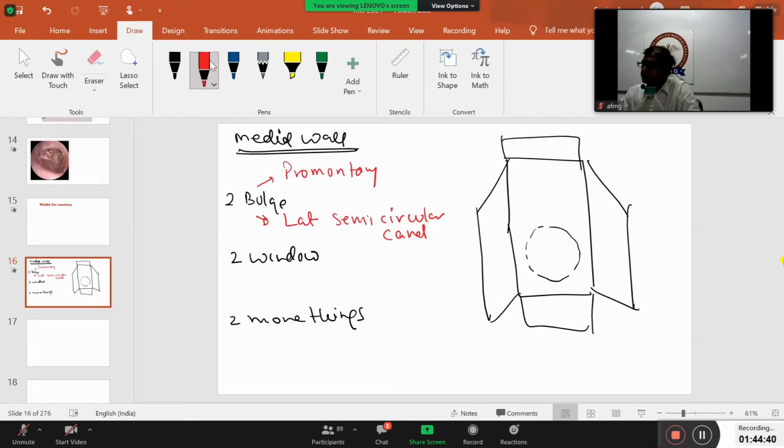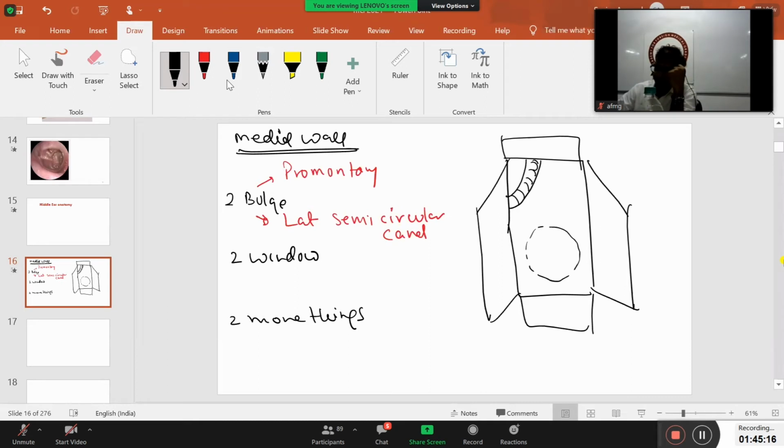Remember this name? Syringe. If you use different temperature of water, then this gets stimulated and the patient begins to have vertigo and nystagmus. And this is present in the top corner of the medial wall, here. This is your bulge of the lateral semicircular canal, the top corner. So you know already that we should not stimulate this. If you stimulate this, the patient will have vertigo and nystagmus.